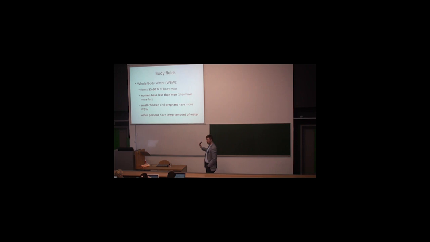The more fat you have, the lower amount of whole body water you have, since fat means hydrophobic compounds, and these compounds hate water. That means the more fat you have, the lower amount of whole body water you have. So if you have an obese male individual, you have not this value, but you have lower. If you have morbid obesity, you can be also, for example, 40.